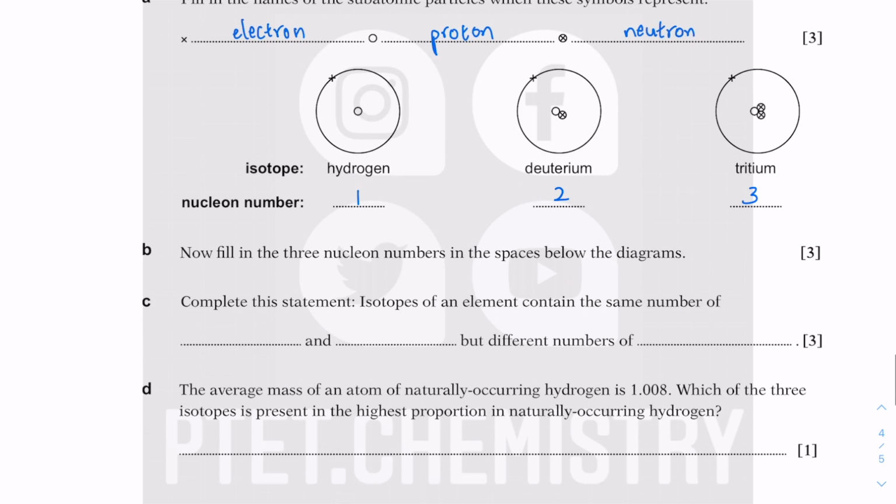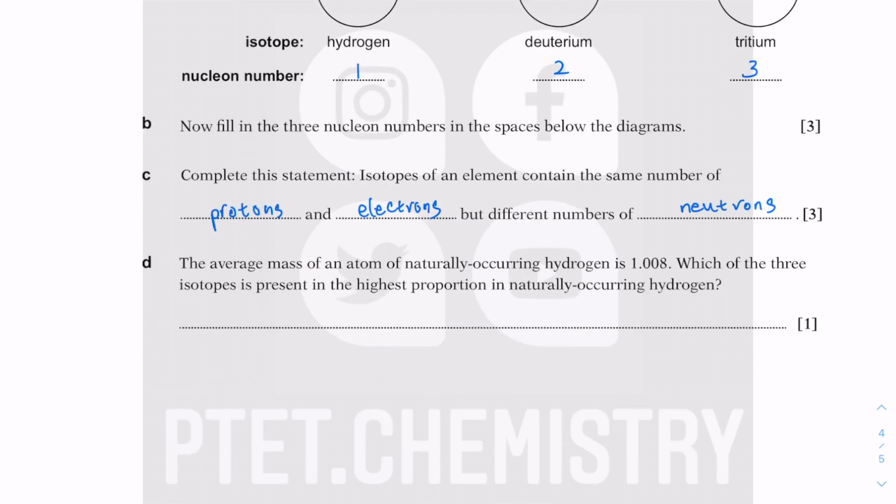Complete this statement. We already defined isotope earlier. Isotopes are atoms of the same element that contain the same number of protons, and they want something else. It's got to be the electrons, because isotopes are still atoms. Alright, so there are different numbers of neutrons. Okay. Alright, the average mass of an atom. So the average mass, meaning to say the relative atomic mass, yeah, of naturally occurring hydrogen is 1.008.